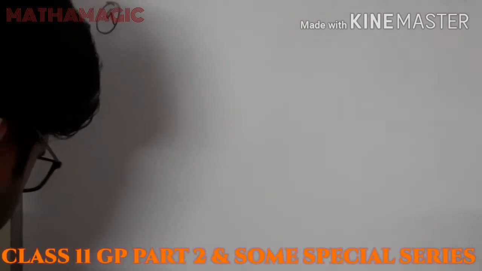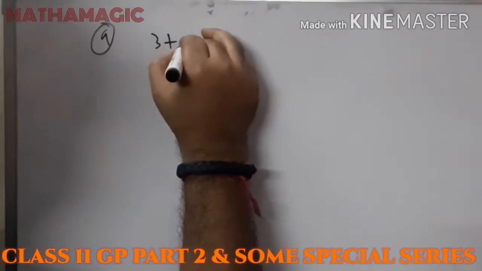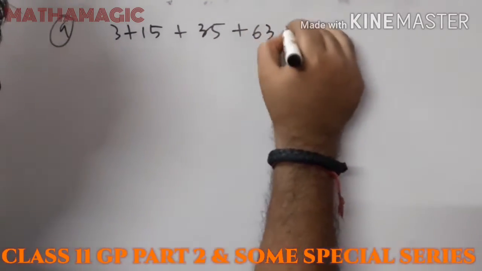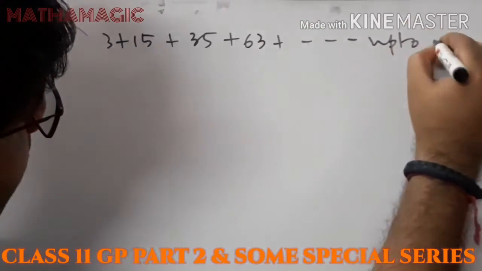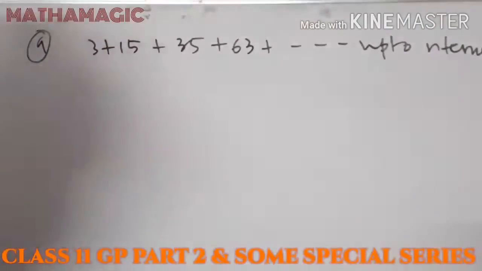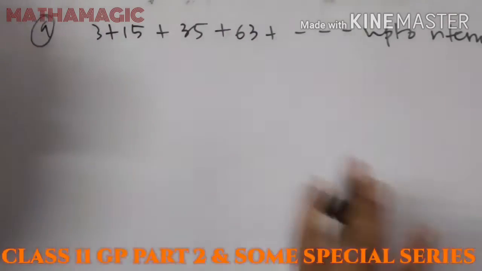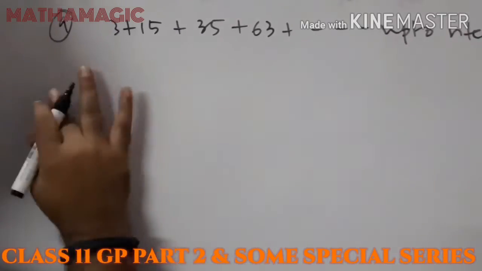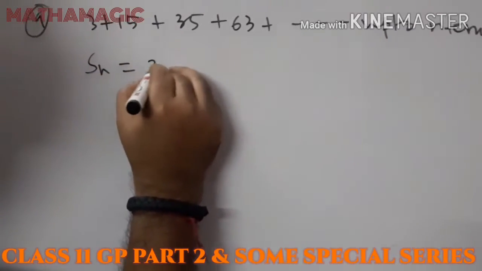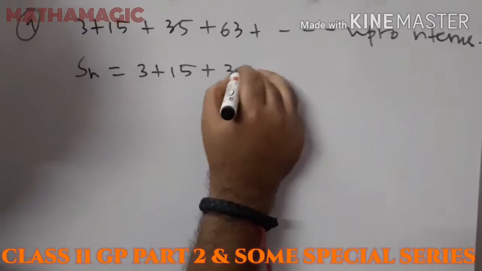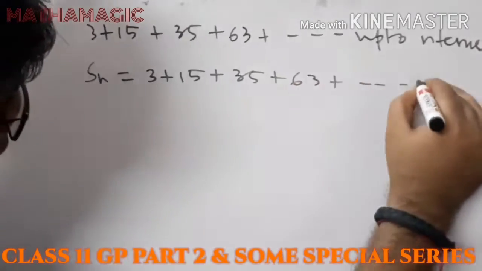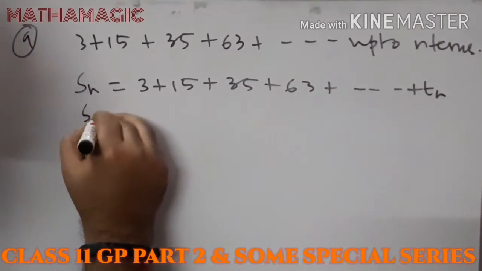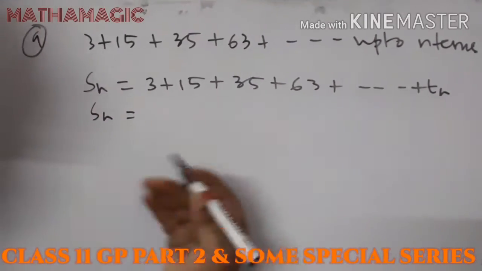So for this series we have 3 plus 15 plus 35 plus 63 up to n terms. Now how to solve this kind of problem? This is a different type of series. For this type of series we will just write Sn equals 3 plus 15 plus 35 up to Tn. The last term is Tn. So we will just repeat the Sn again.